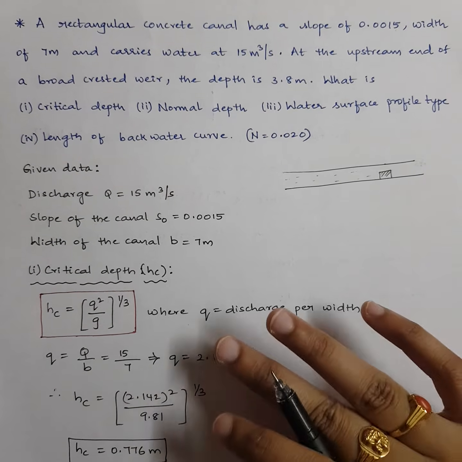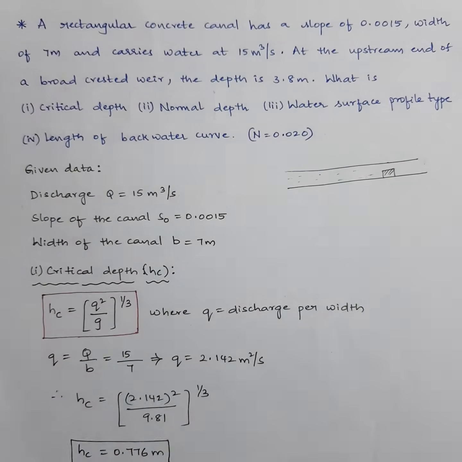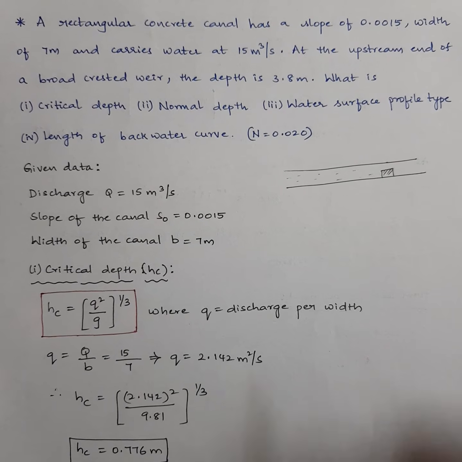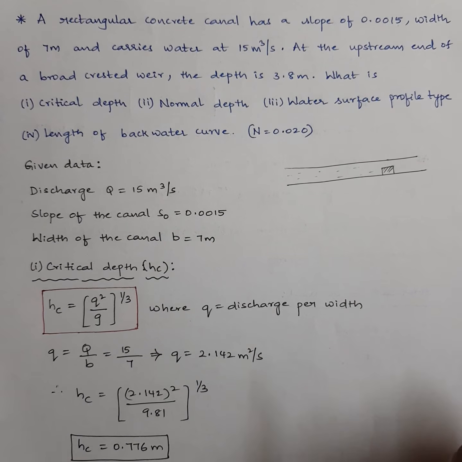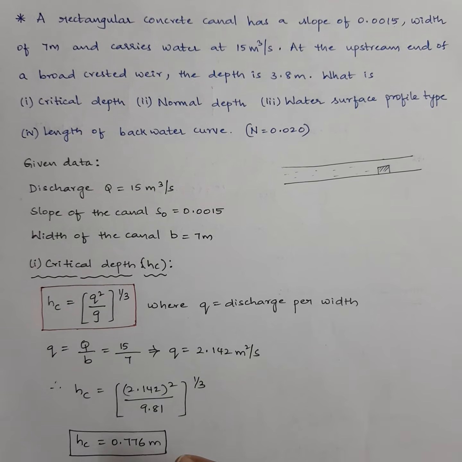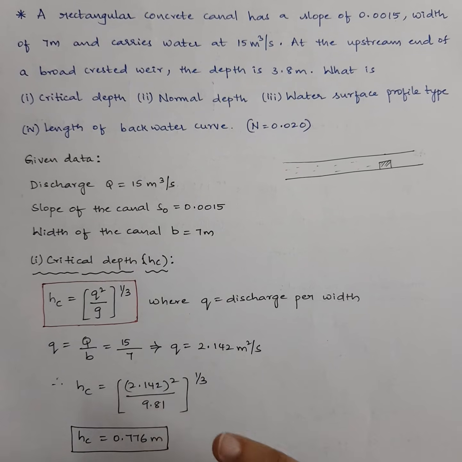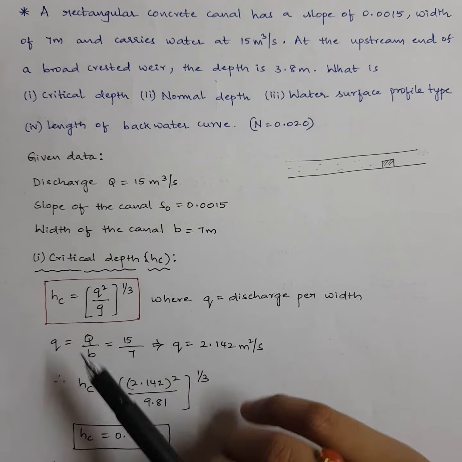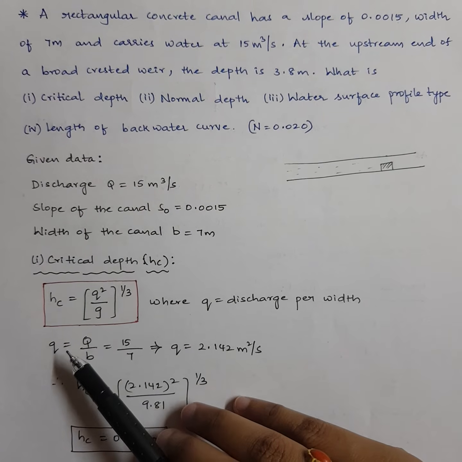Now we'll start off with the first question, critical depth. For critical depth, you don't require the formula or the value of normal depth. So we have the critical depth formula. I think you are aware what critical depth is. Critical depth is the depth of flow where the specific energy is minimum. It is denoted by the symbol Hc.